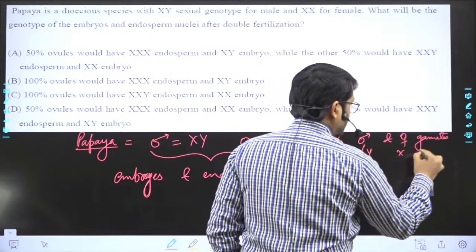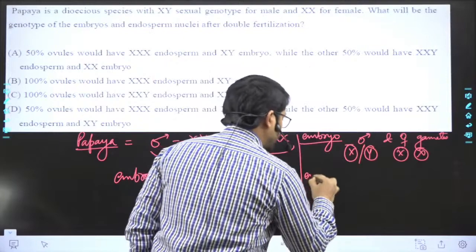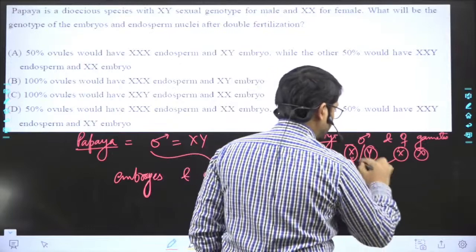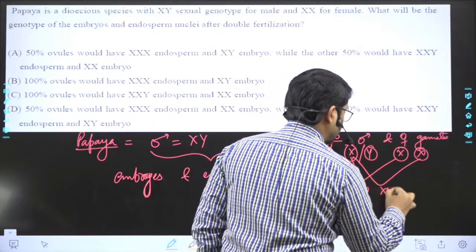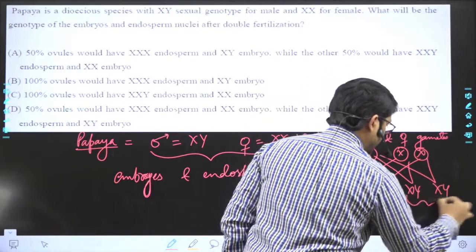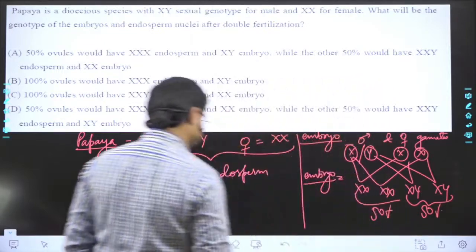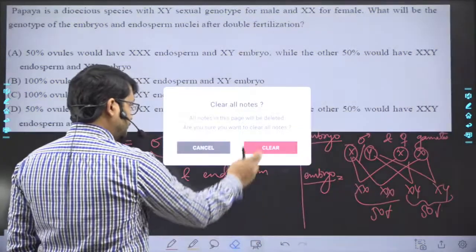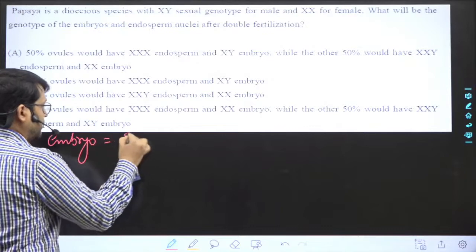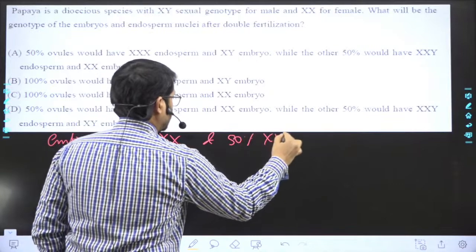If it is a female gamete, what will it be? Both XX. There is no doubt in this. So what can the embryos be? Embryo could be XX or XY. That is 50% XY and 50% XX. Correct? So when we are talking of embryo, 50% XX and 50% XY.